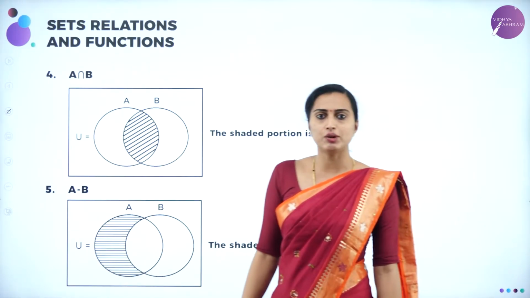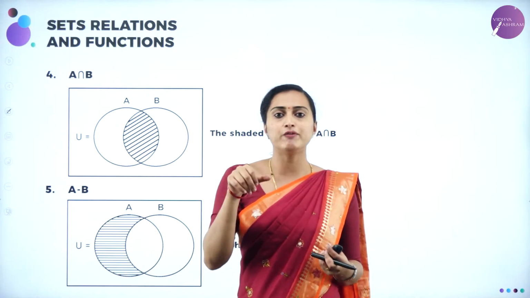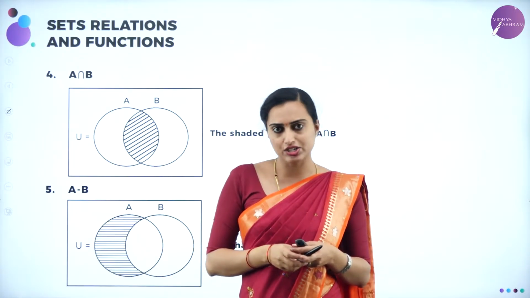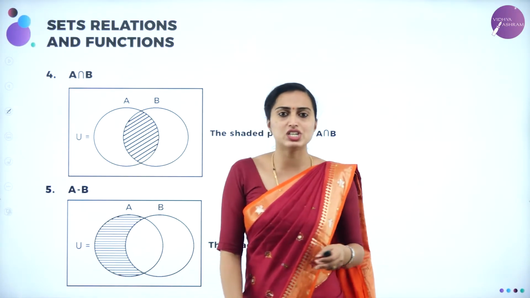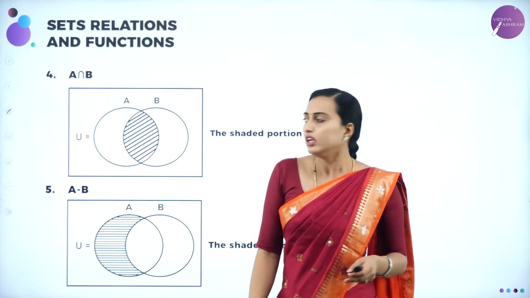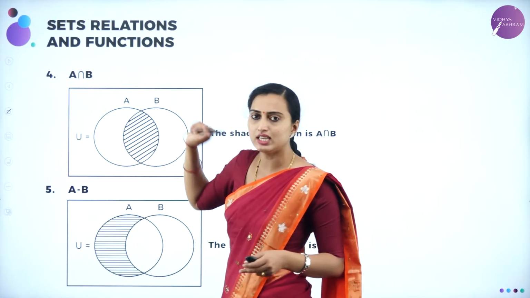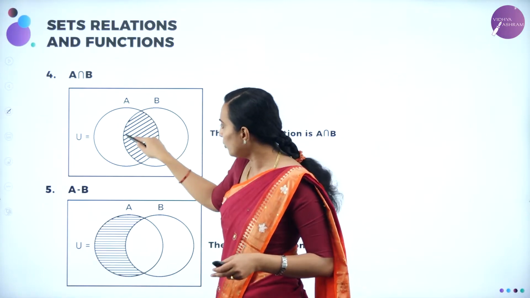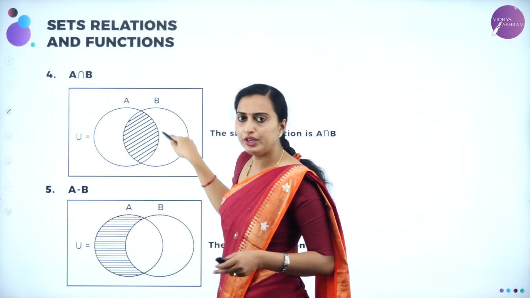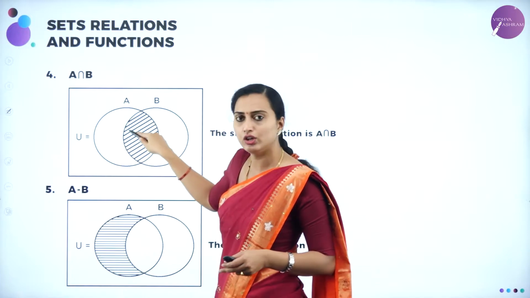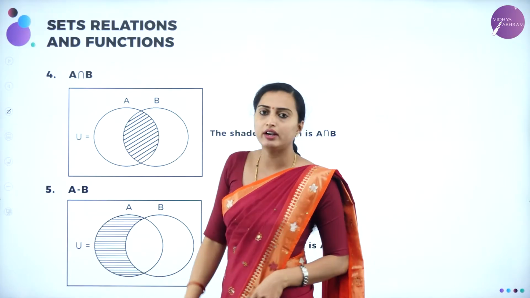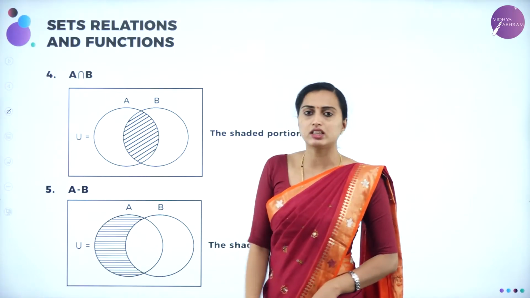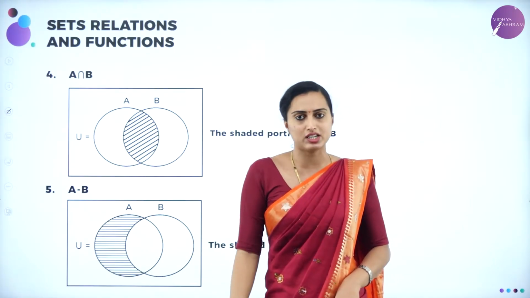What is A intersection B? In the set A and the set B, all the common elements you write under A intersection B. Here, the shaded region is the A intersection B. You first draw the universal set, and then under the universal set, the set A and the set B, which have a common part. This is noted down as the intersection of two sets, and this shaded region is the intersection of two sets, A intersection B.